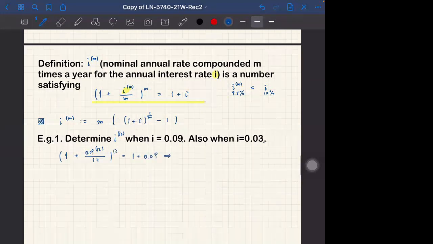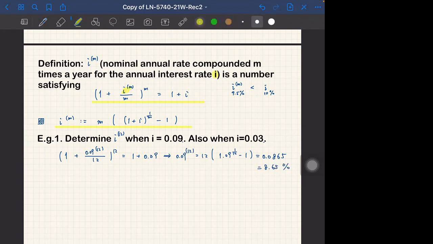So by this formula, i superscript 12 is equal to 12 times (1.09 to the 1 over 12's power minus 1). So this becomes 0.0865, or 8.65%. So you can see this number is slightly smaller than 9%.